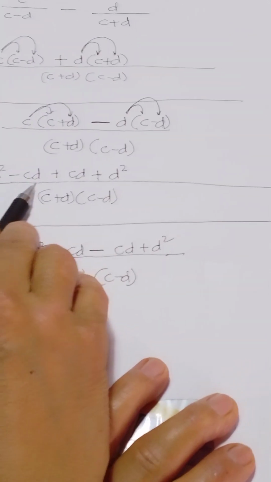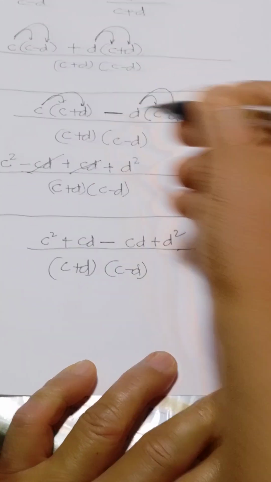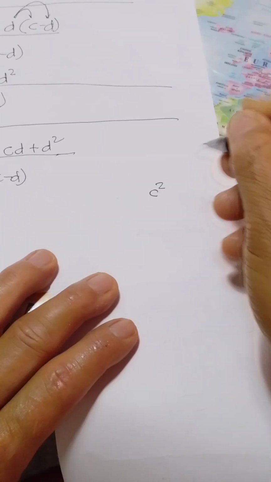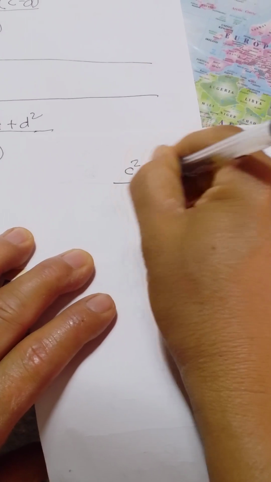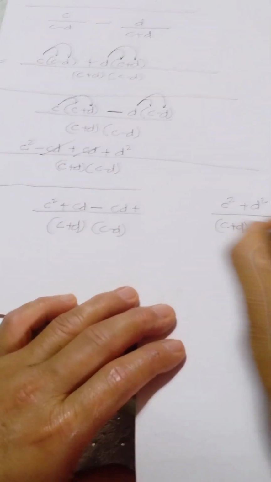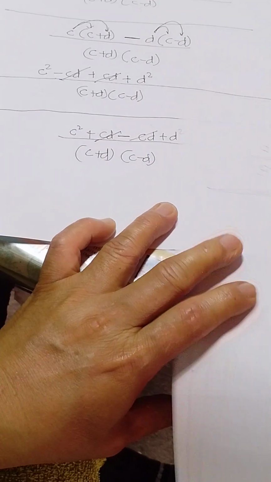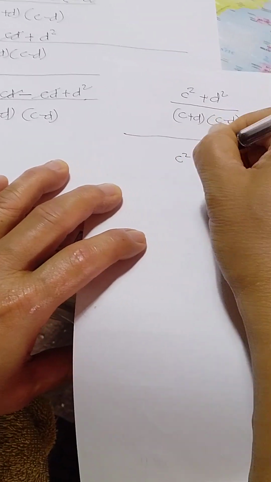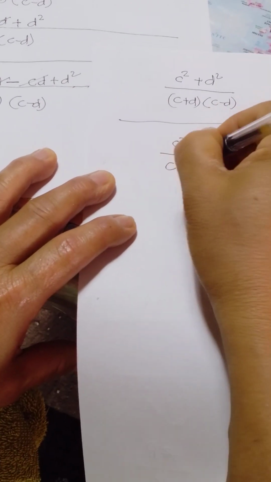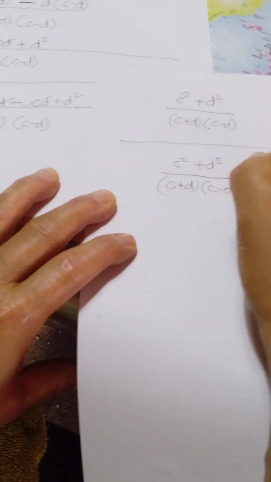And then I have to resolve this one. Since we combine this one, negative cd and positive cd will be crossed out. So the one that is left for the numerator will be c squared plus d squared over c plus d and c minus d, all over, since cd minus cd will be crossed out, so for the denominator will be c squared plus d squared over c plus d and c minus d.